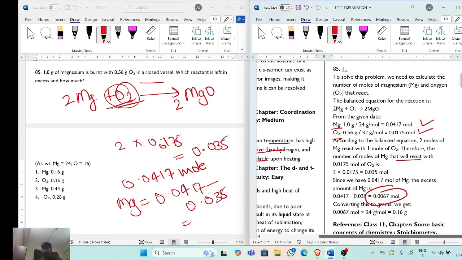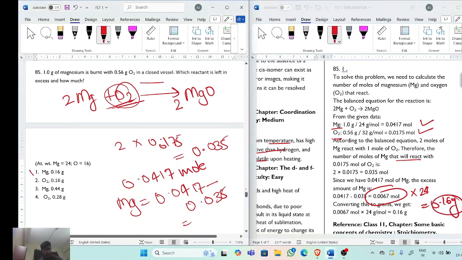Now we can calculate its mass in gram by multiplying with the atomic mass, which is 24. So the answer will be 0.16 gram, which is option number A. Option number A is our correct answer.